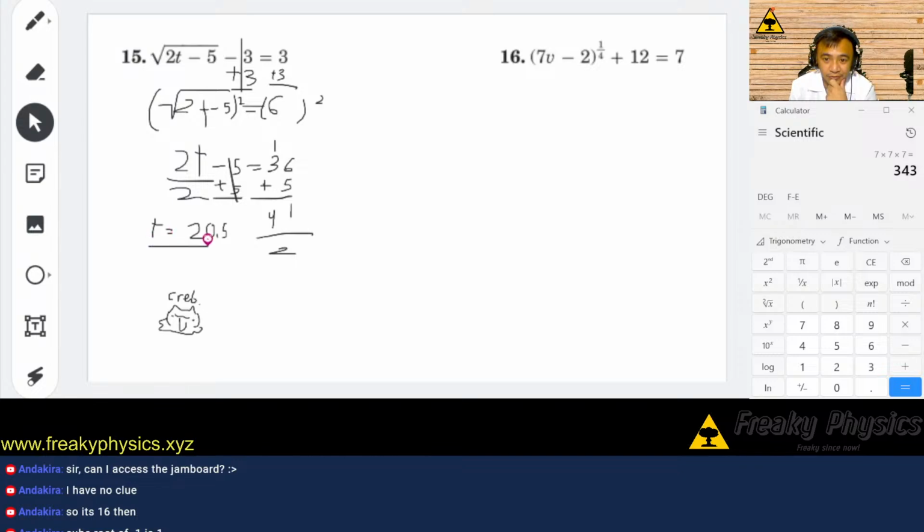So to check that, you put 20.5 in for t, yeah? Right. Okay, 20.5. I forgot about that part. I'll just ask you to check for number 20. For the rest, once you get your value, it should be fine.